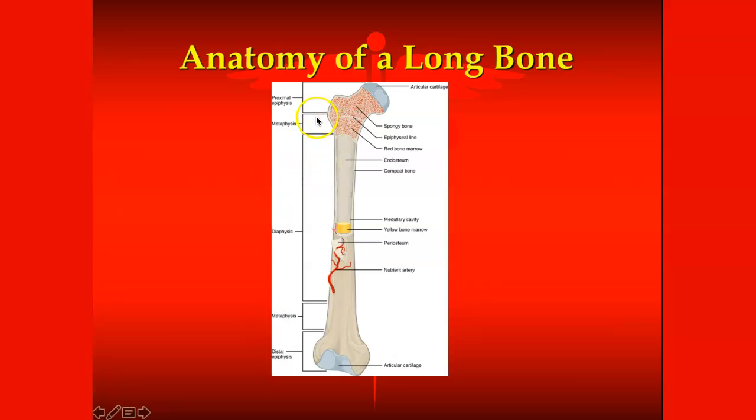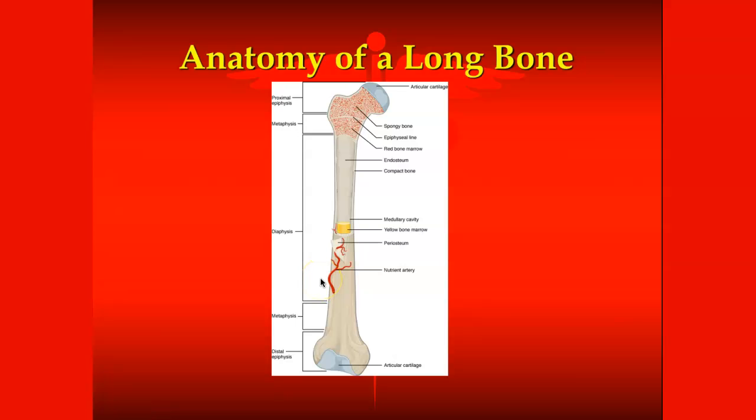And you'll see here on our drawing we have what we call a metaphysis. They won't usually ask you as many questions about the metaphysis because it's just the area where we're not quite sure if it's the end or the shaft. And so they use metaphysis as that space in between the end and the shaft. So we have epiphyses, which are the ends, and then diaphysis, which is the shaft of the long bone.